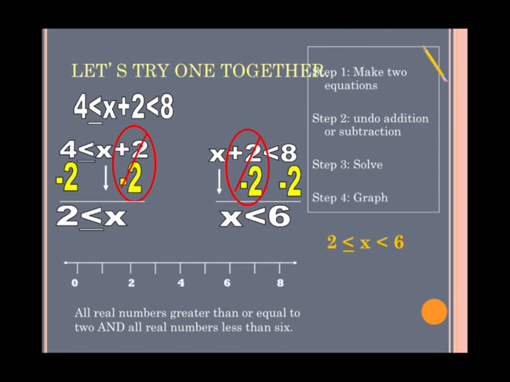And then the last thing that you want to do is graph that. So we have all the x values that are greater than or equal to 2. And we have all the x values that are less than 6. And basically with an and statement, what we're looking for is what those two things have in common. And so what those two graphs have in common are only the numbers between 2 and 6.